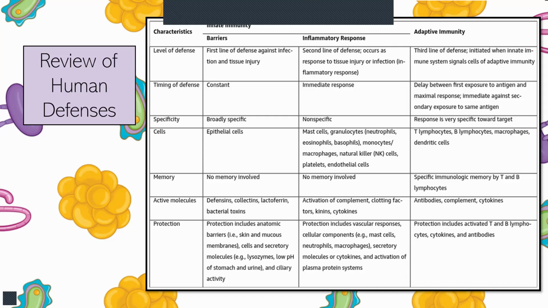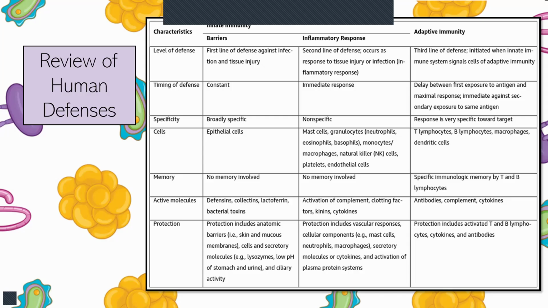Looking at the cellular level, for innate immunity, epithelial cells are involved, and then in the inflammatory process, mast cells, granulocytes such as neutrophils, eosinophils, basophils, monocytes, macrophages, natural killer cells, platelets, and endothelial cells are involved. And then with adaptive immunity, T lymphocytes and B lymphocytes, macrophages, and dendritic cells are involved.